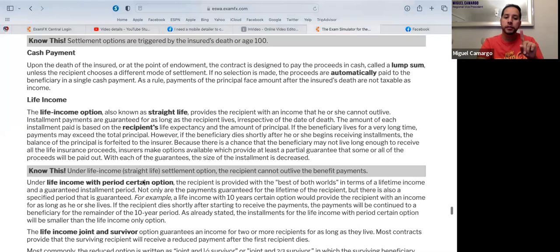But there is something called with period certain. So I want you to write life income with period certain. Essentially, if someone has a life income with period certain for, let's call it 10 years, and that person dies in year 2, the beneficiary would receive money for at least the remaining 8 years. Does that make sense?